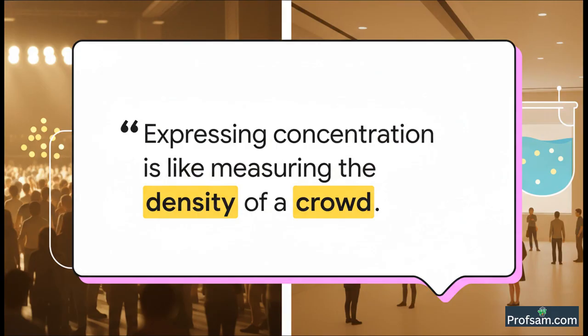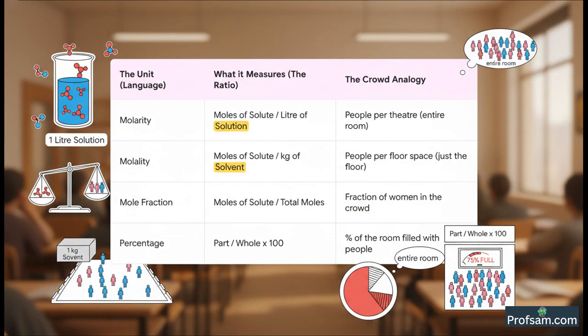Expressing concentration is like trying to measure the density of a crowd. Imagine you walk into a crowded room. You wouldn't just say, "Oh, it's crowded," right? You would want to be more specific. So how would you actually measure that crowdedness? Well, there are different ways, you see.